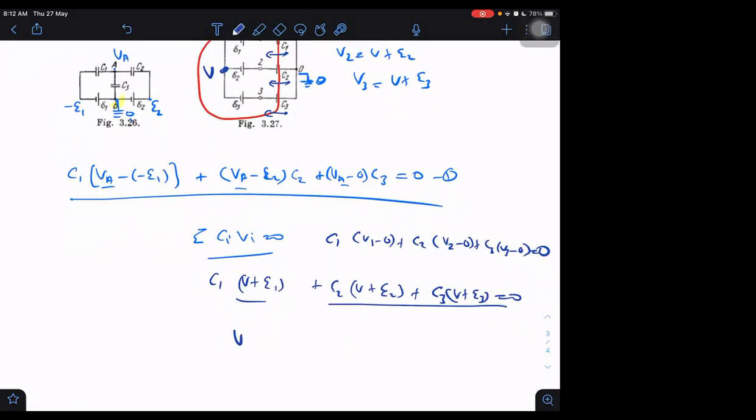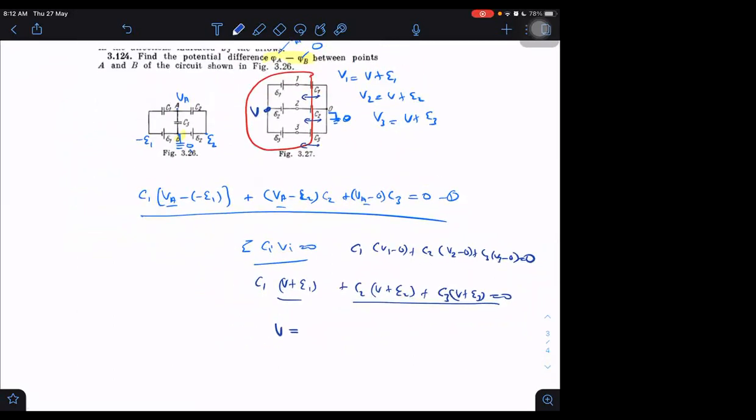First, let us get the V value. V is coming out to be equal to minus of C1 E1 plus C2 E2 plus C3 E3, divided by C1 plus C2 plus C3. V is this, it is negative here.